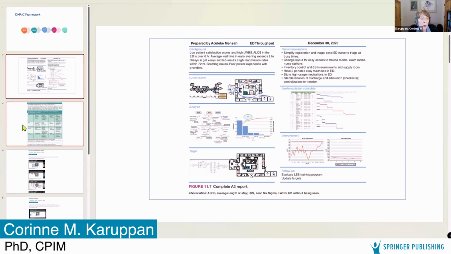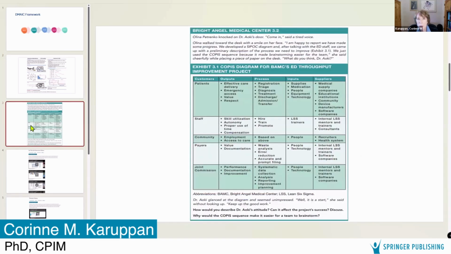How do we do this? Well, we used an interactive running case. Here's an example. In each chapter, we have multiple inserts describing various aspects and stages of a process improvement project that is conducted at a fictitious organization, Bright Angel Medical Center. In those, we try to link leadership to practice. We present various tools, and we have a couple of questions that are amenable to discussion or reflection.